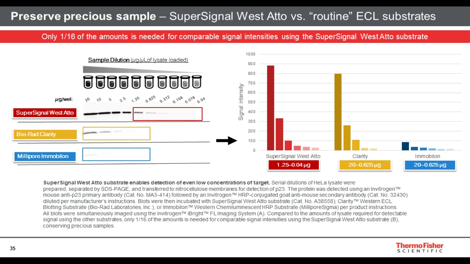However, SuperSignal West Atto can be used in replacement of routine substrates to help preserve sample, and in fact load up to 1/16 of the amount compared to routine substrates and produce the same signal detection. This is illustrated by the red box and corresponding chart. When samples are so precious and only a couple of micrograms or less are available, SuperSignal West Atto can provide confidence in obtaining adequate detection sensitivity in these cases.